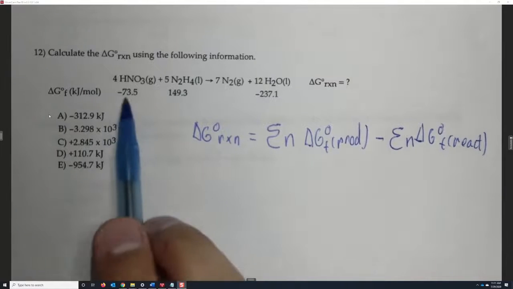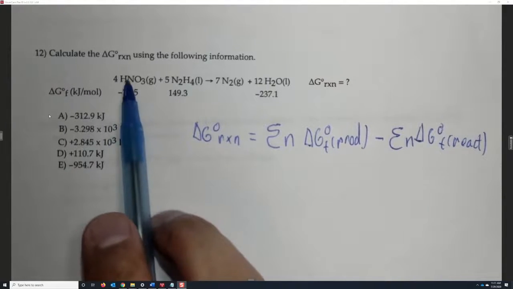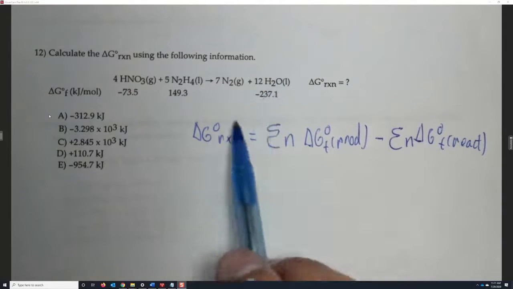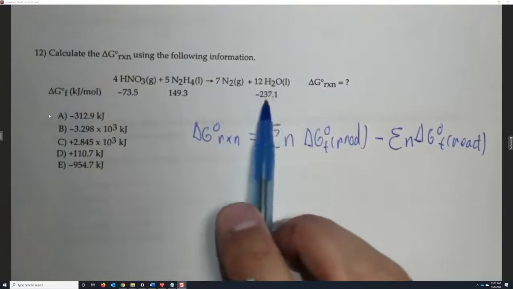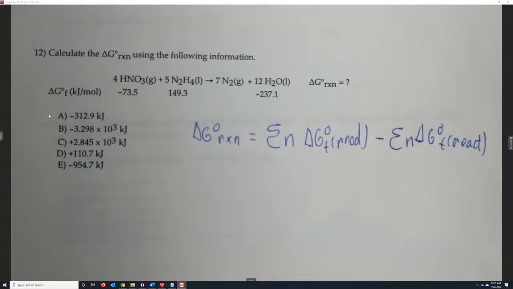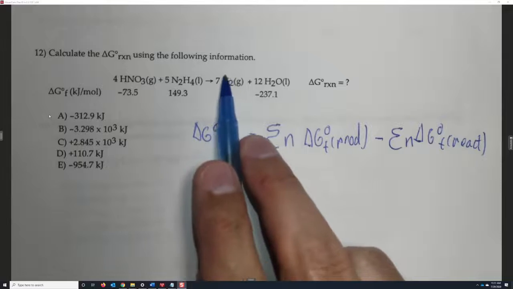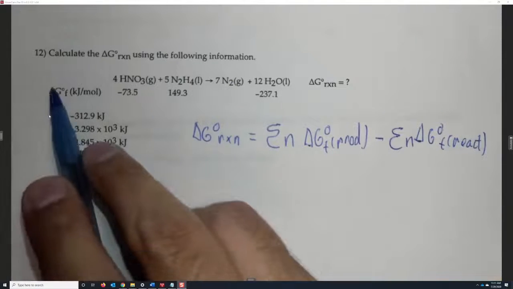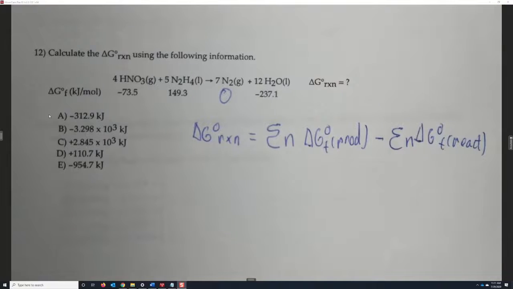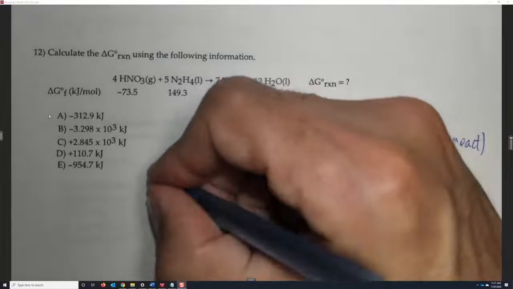Okay, so this is for the formation of 1 mole. Water, this is the formation of 1 mole. If we form 12 moles, it's going to be 12 times this amount of energy. Also, we need to notice that we have the element nitrogen. The Gibbs free energy of formation of elements is 0. So we're not given that, and that's a good hint that it's 0. So now we can just plug in the numbers.